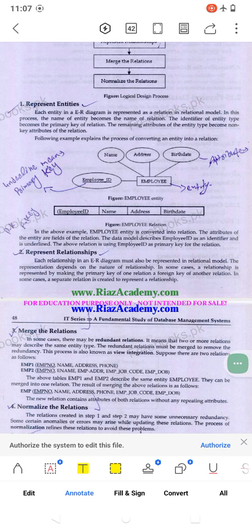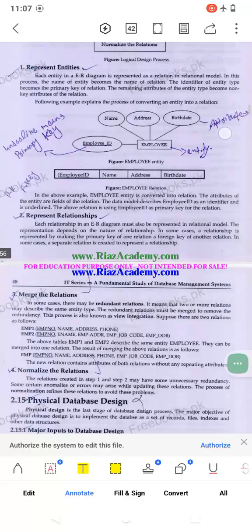For example, here we have an example of employee, and employee has 1, 2, 3, 4 attributes. First one is employee ID, name, address, and birth date. And what about the employee ID? Why is it underlined? It's a unique code or unique identifier of the employee entity.